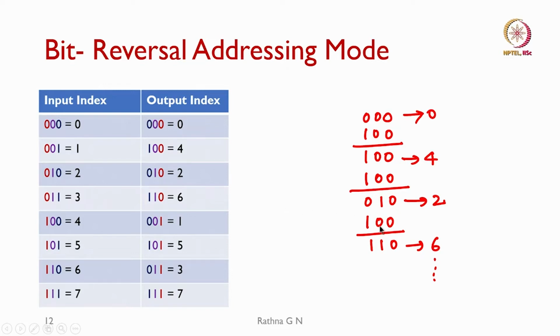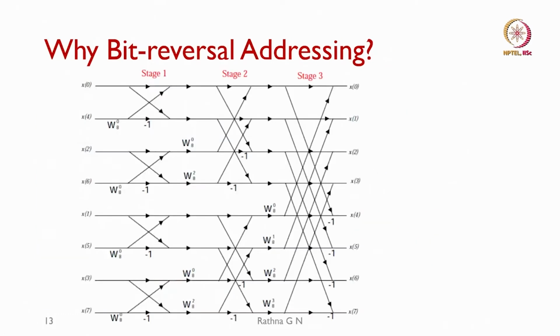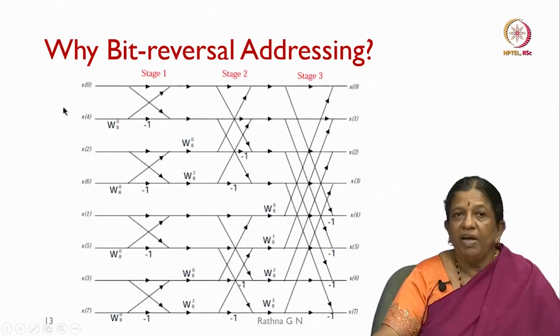So, how do we get the next one? I add 100. So, this is a normal addition. It will be 110, which is 6. Like this we continue, and these are the numbers that have to be input to my FFT algorithm. To show why we need the bit reversal, it is shown in this figure.